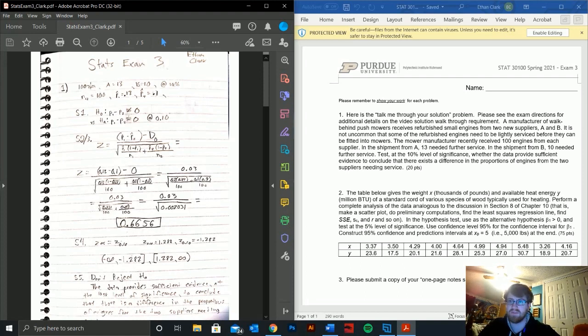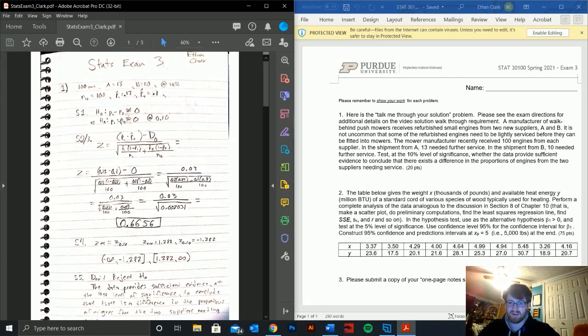So here I wrote down there's 100 in each. A is 13, B is 10, at the 10%. So that means n1 and n2 are 100, and then p̂1 is 0.13, and p̂2 is 0.1.